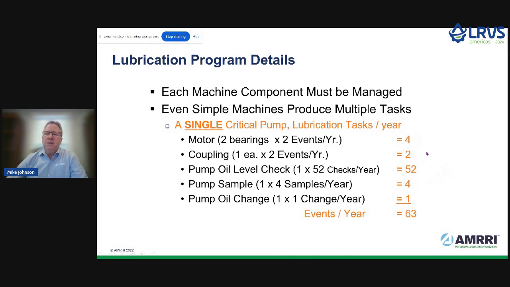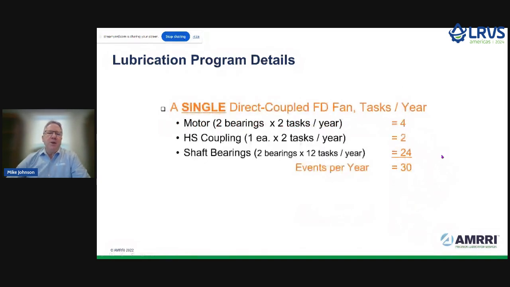We need to timestamp each one of these tasks, multiply out the timestamp per task by the number of visits to give us an annual requirement for that pump. And the same with other machine types. A direct coupled fan, for instance, running the same exercise, we may find 30 visits, based upon the size of the bearing supporting the shaft and the speed that it's turning. This may be more, this may be less.